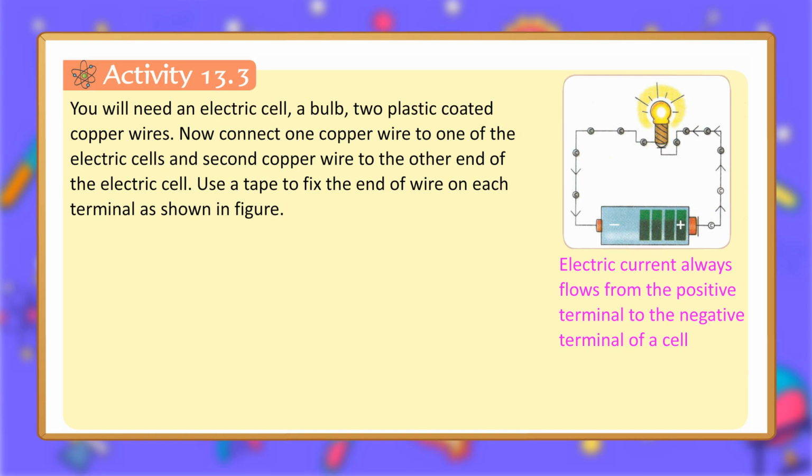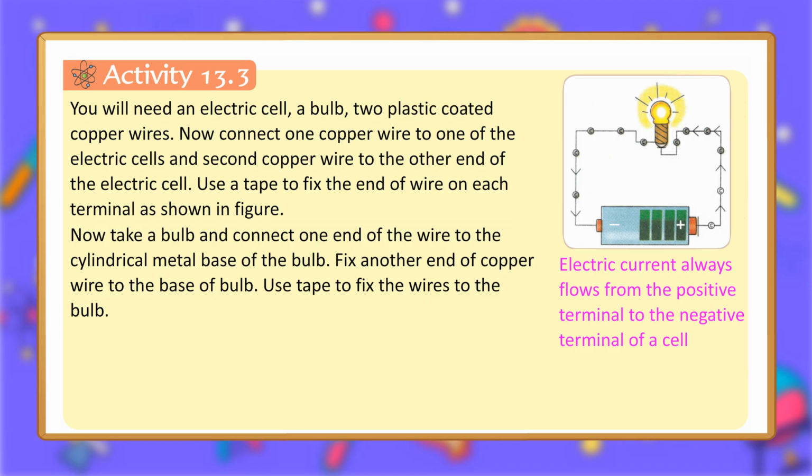Activity 13.3. You will need an electric cell, a bulb, and 2 plastic-coated copper wires. Now connect one copper wire to one end of the electric cell and the second copper wire to the other end of the electric cell. Use tape to fix the end of each wire on each terminal as shown in the figure. Now take a bulb and connect one end of the wire to the cylindrical metal base of the bulb. Fix the other end of the copper wire to the base of the bulb. Use tape to fix the wires to the bulb.